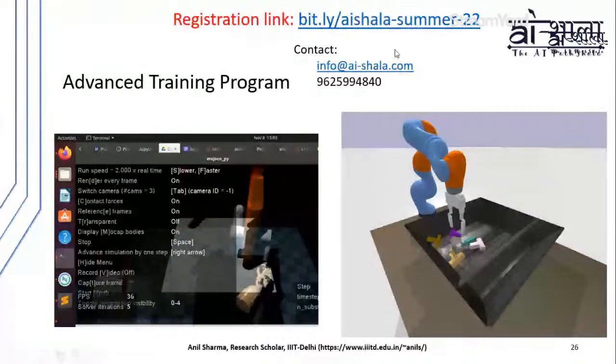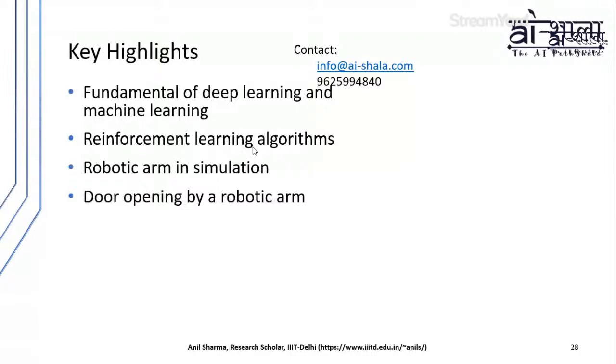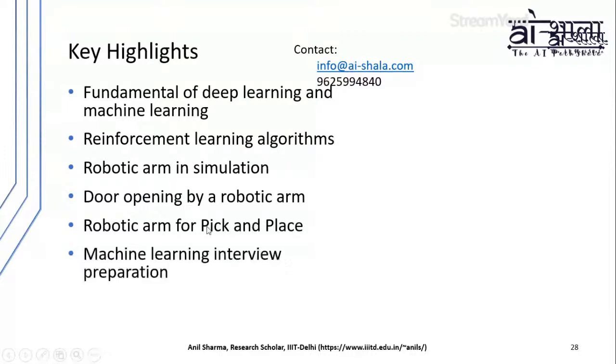So details about the training program: we will cover all the fundamentals of deep learning and machine learning. We will cover various RL based algorithms. We'll tell you how you can train a robotic arm in simulation. For example, we have two applications: door opening by a robotic arm, and a robotic arm for picking. We will cover only picking, not placing. Machine learning interview preparation will also be included, and industry specific projects are there.